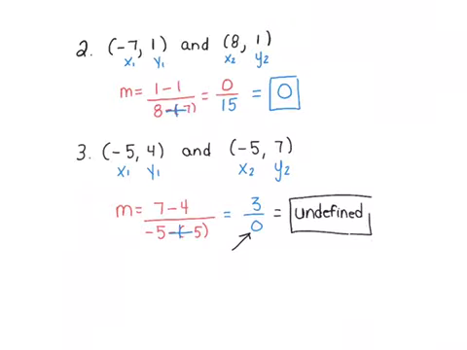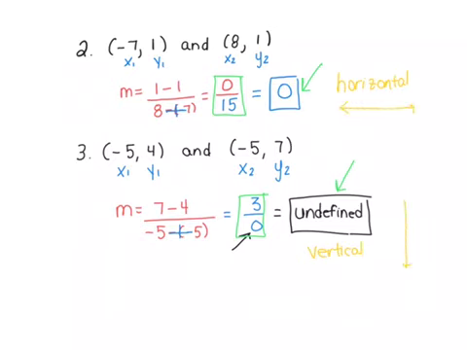and that is our answer. A note about these two, we cannot leave it as 0 over 15, that would be incorrect, we have to write it as 0. And we cannot leave this as 3 over 0, we have to write it as undefined. And also what this means is that this slope of 0, if we were to graph those points, we would see that they make a horizontal line, and if we were to graph these 2 points, we would see that they would make a vertical line. So 0 slope and undefined slope.